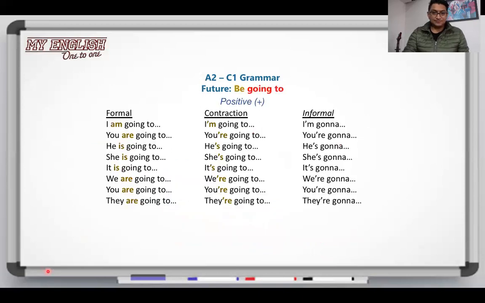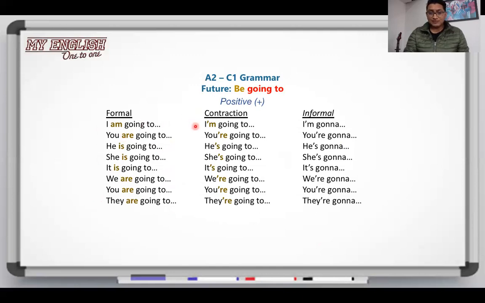All right, let's just continue. So let's check the sequence be going to and the positive conjugation, or the positive form. We have, let's say, three possibilities to check: the formal form, the contraction form, and the super informal. Here we have the conjugation. Let's read it for you to practice and to hear the pronunciation as well. I am going to, and then a verb. I'm going to eat. I'm going to travel. I'm going to jump. I'm going to learn. Remember that after all these sequences, we need a verb. I am going to, you are going to, he is going to, she is going to, it is going to, we are going to, you are going to, they are going to.